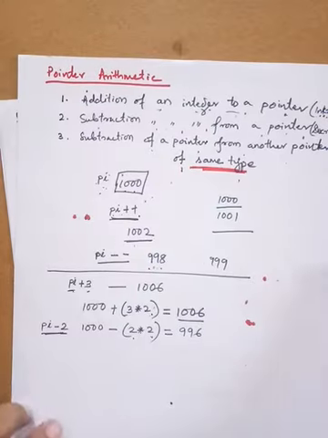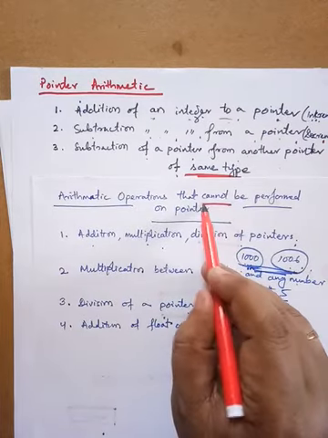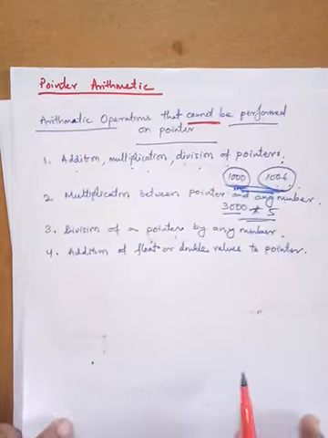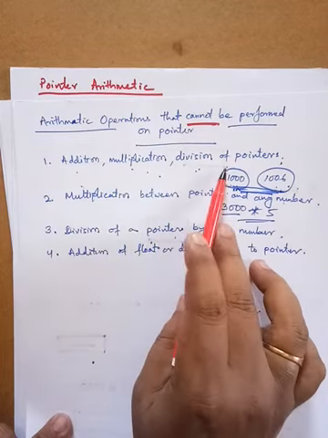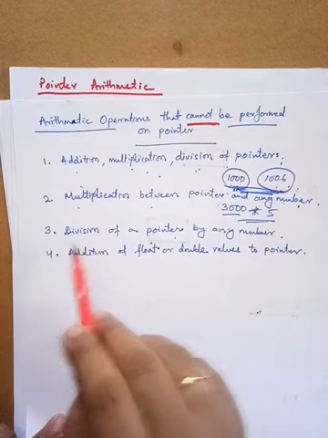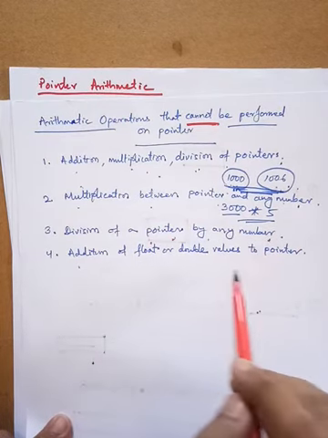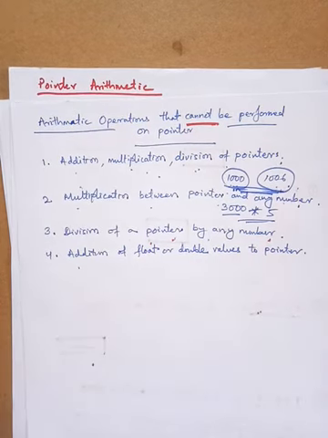And the operations that cannot be performed on pointers are addition, multiplication, division of pointers, multiplication between a pointer and any number, division of a pointer by any number, and addition of float or double values to pointers.